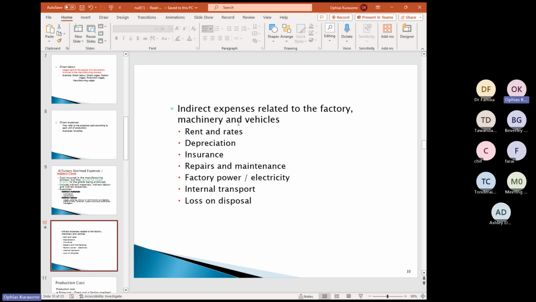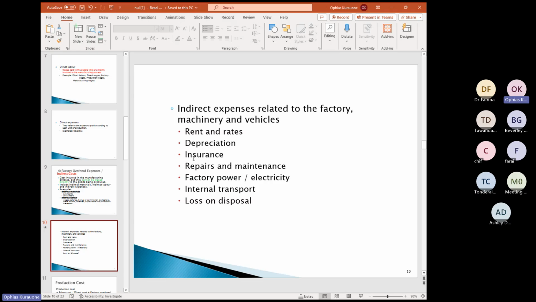Indirect expenses related to the factory, machinery, and vehicles. We're talking about the rent and rates. You need to pay rent where you are. You need to pay rates to the city council, and rent. Depreciation: when the machinery is manufacturing the products, it depreciates. That is the loss of what? Of value, wear and tear.